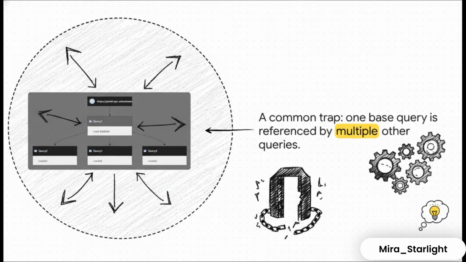Okay, so take a look at this. On the surface, this setup looks perfectly logical, right? You have one main query that pulls in your basic data, then you just reference it a few times to create some other tables. It feels efficient, like you're reusing your work, but this is the trap.